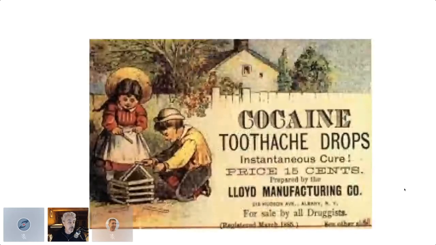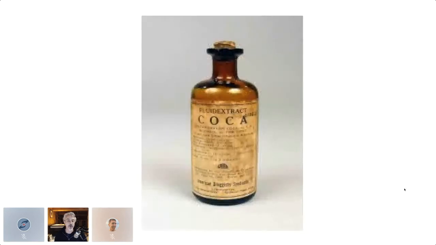There were cocaine toothache drops, which helped to deaden the sensation of tooth pain. That came from Lloyd Manufacturing Company in Albany, New York. And here we have yet another fluid extract of coca.